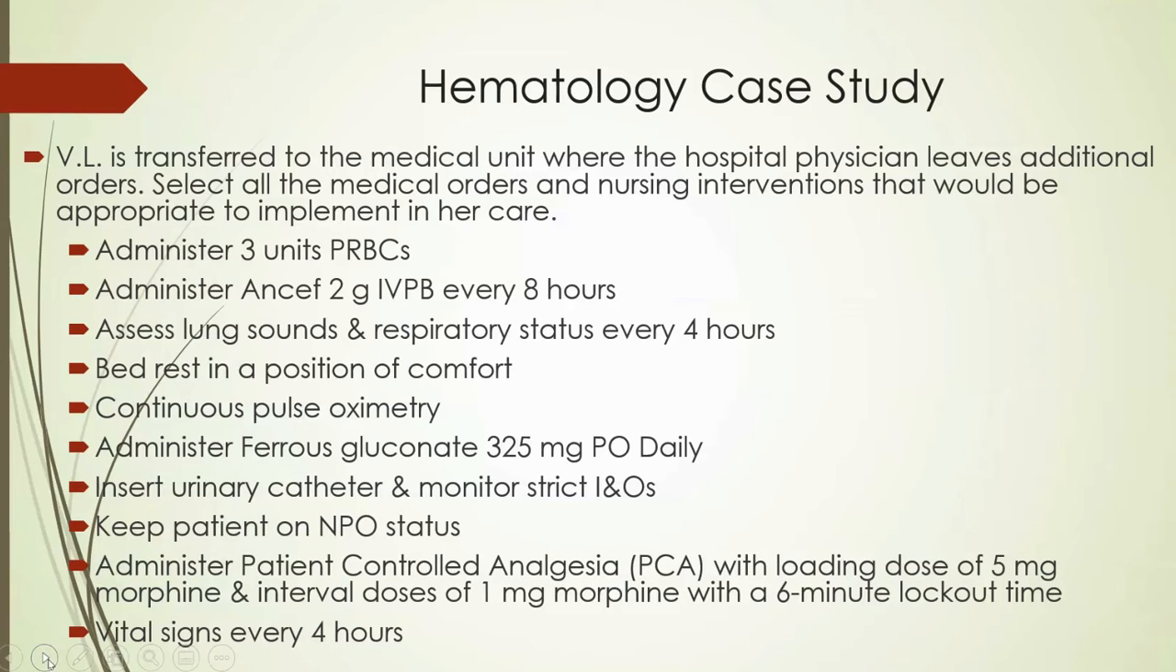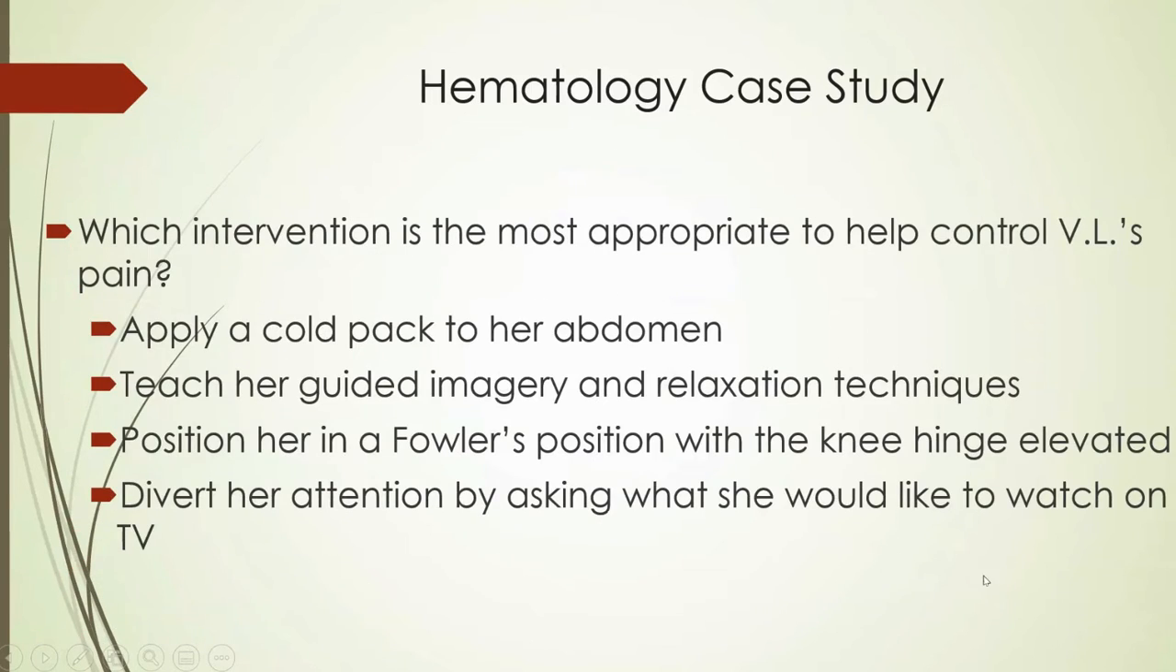So if we look at some things that the nurse could do, we want to look at which would be the most appropriate to help control her pain. Would we want to apply a cold pack to her abdomen, teach her guided imagery and relaxation techniques, position her in Fowler's position with the knee hinge elevated on the bed, or divert her attention by asking what she'd like to watch on TV? A is a cold pack, B the guided imagery, C Fowler's position with the knee hinge elevated, or D distract her with the TV.